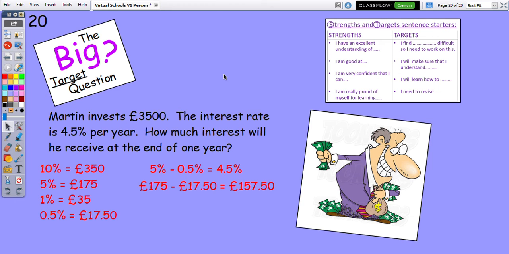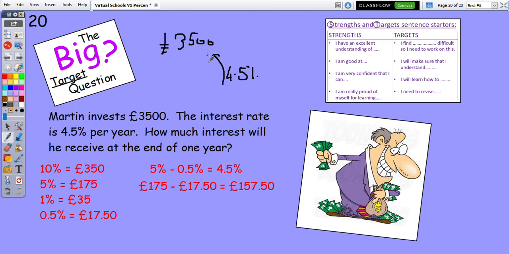Okay, now Martin invests 3,500. So for those of you that don't really understand what this means, Martin has got 3,500 and he's put it into a bank account, a savings account. Okay, now the bank pays Martin 4.5% of 3,500 for putting money into that account. Okay, so if you save money, you're going to get interest. In other words, the bank pays you money to save money.